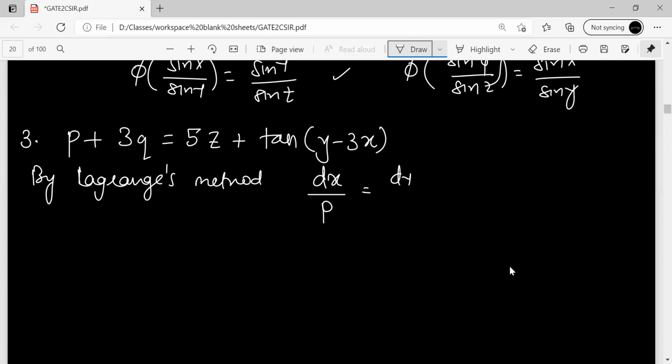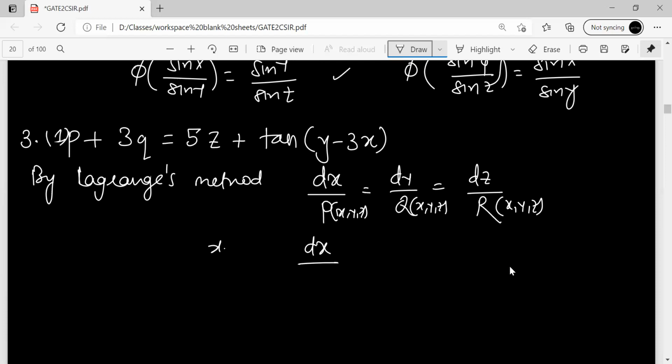dx over P equal to dy over Q equal to dz over R. Please be very sure while writing capital P, capital Q, capital R, because they are functions of x, y, z. You can even write x, y, z so that there is no ambiguity while selecting. This P represents del z over del x, so it's a small p. Now dx over small p, it is simply 1 here, so write 1 equal to dy upon 3 equal to dz over tan of y minus 3x plus 5z.